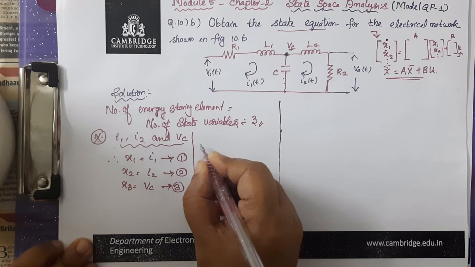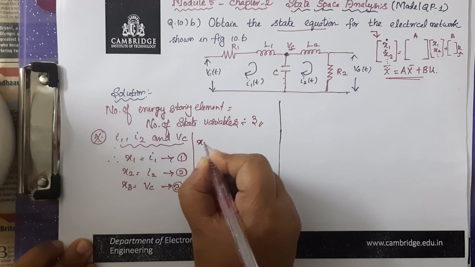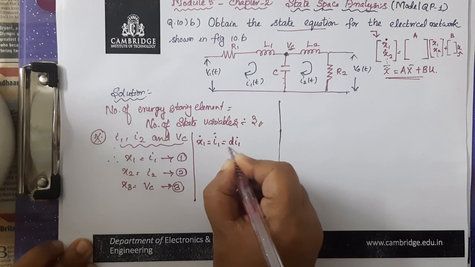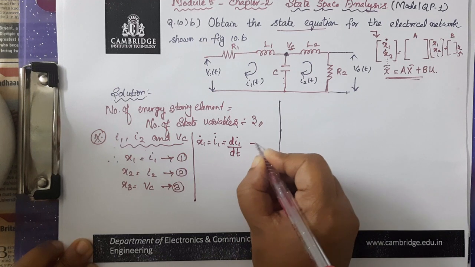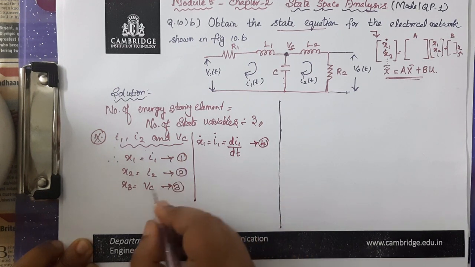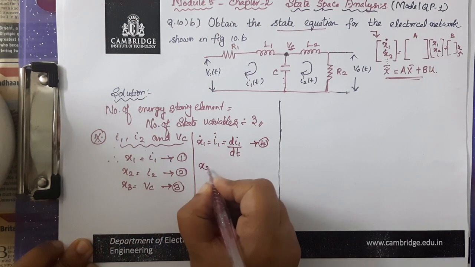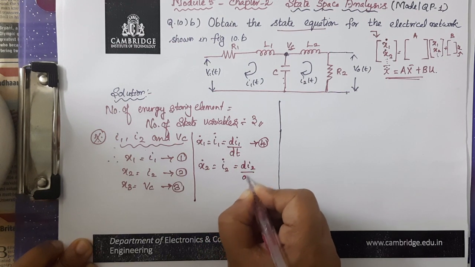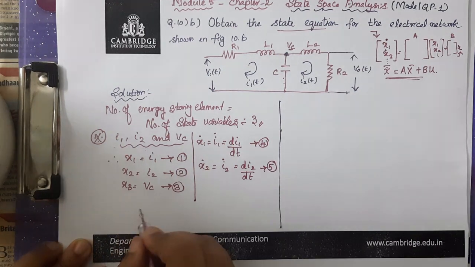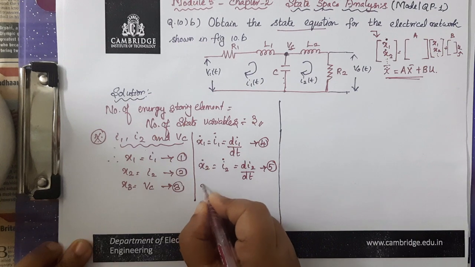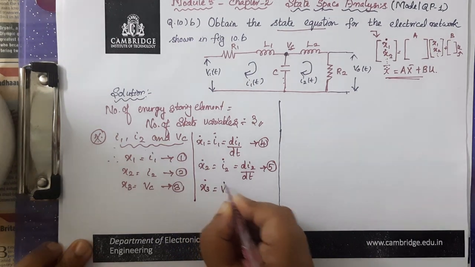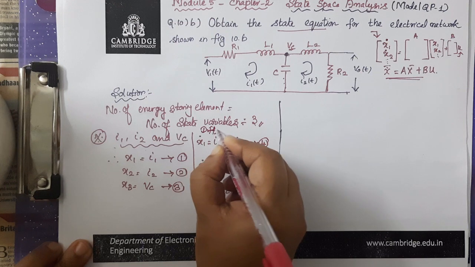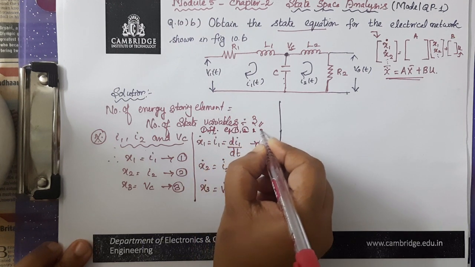So if I differentiate equation number 1, x1 dot will be equal to I1 dot, that is nothing but di1 divided by dt. Let me number it as equation number 4. Differentiating equation number 2, the first derivative x2 dot will be equal to I2 dot, that is nothing but di2 divided by dt. Let me number it as equation number 5. For the third equation, if I differentiate it, x3 dot will be equal to VC dot, that is dvc divided by dt. This is by differentiating equation number 1, 2 and 3.